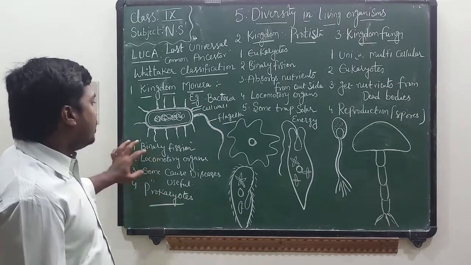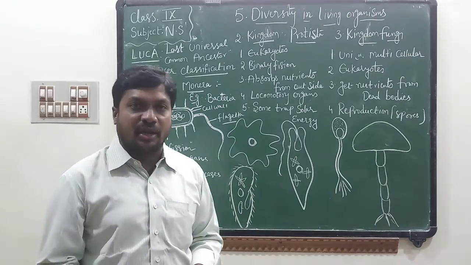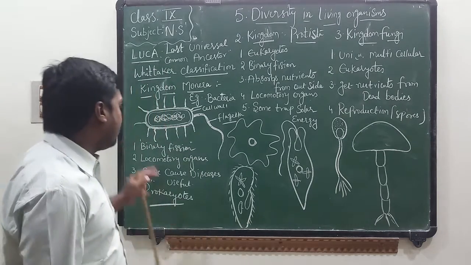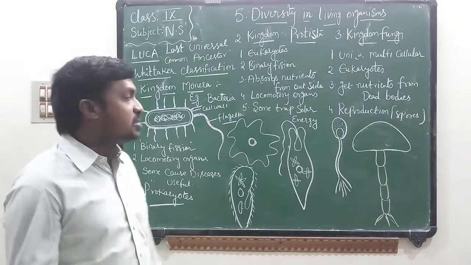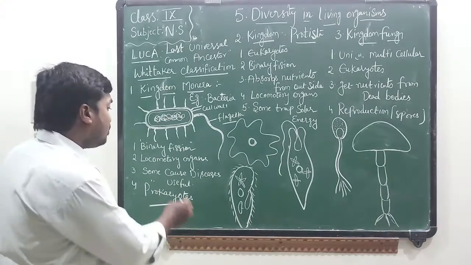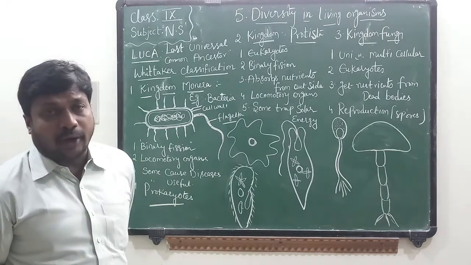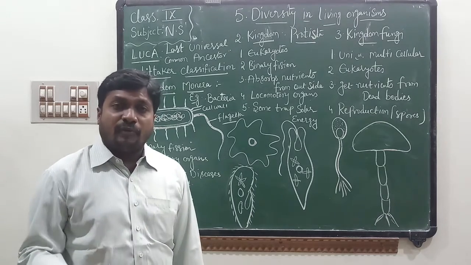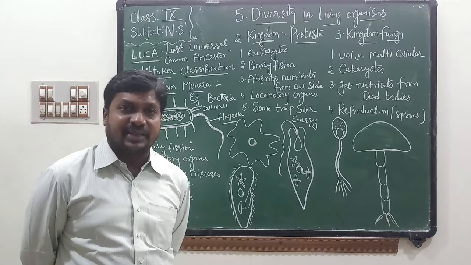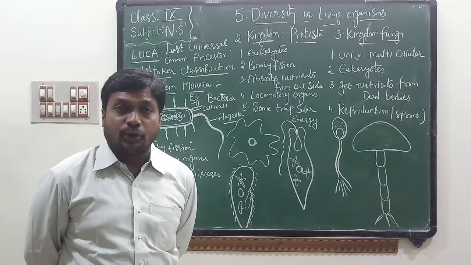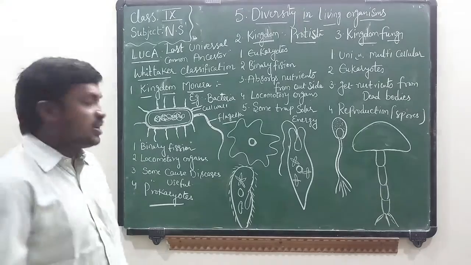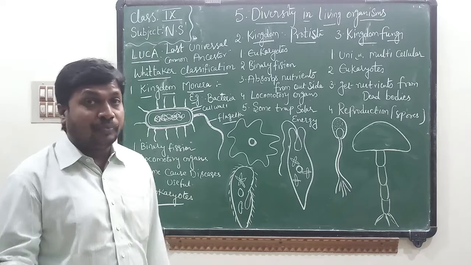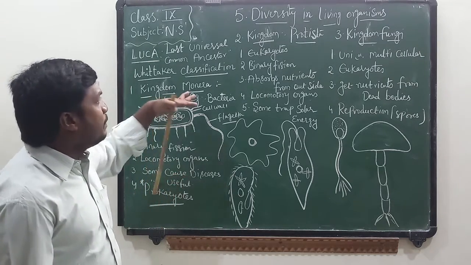Examples: bacteria. They can reproduce by binary fission, splitting of the parent organism into two daughter organisms. Locomotory organs, movement organs, are flagella or cilia. Some cause diseases like typhoid, cholera, TB, etc. Some are useful to human beings and plants also, for example Lactobacillus bacteria and Rhizobium, which is useful to plants. They are prokaryotes. It is the fundamental character of Monerans. They do not have any nucleus. They are very primitive microorganisms. This is about Kingdom Monera.